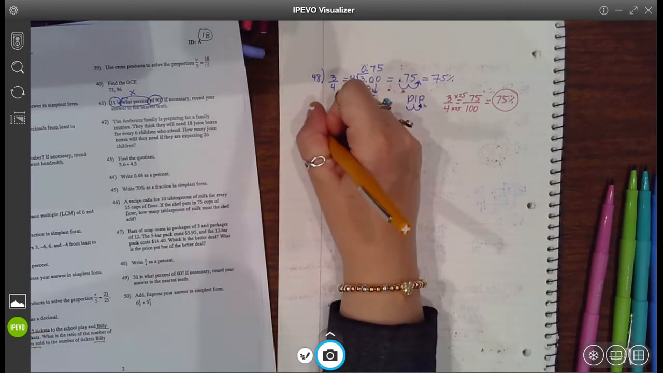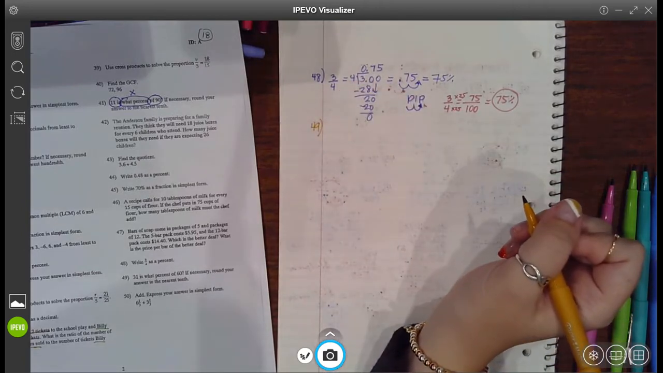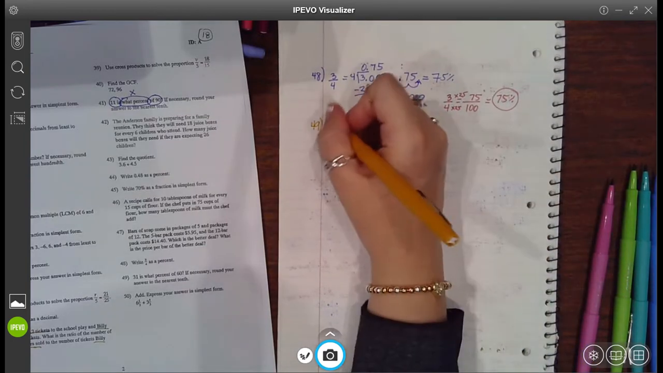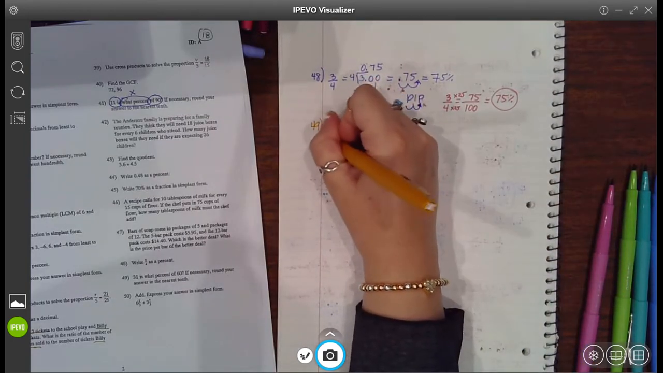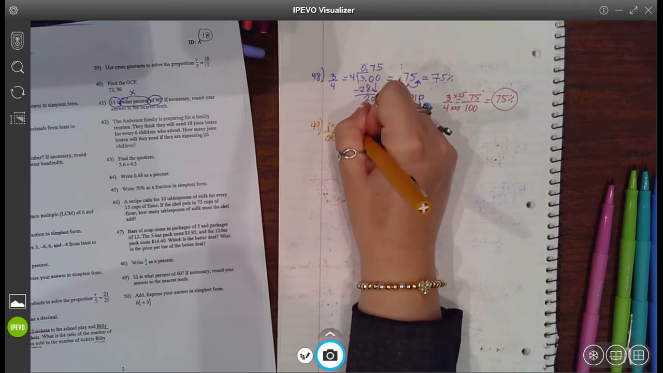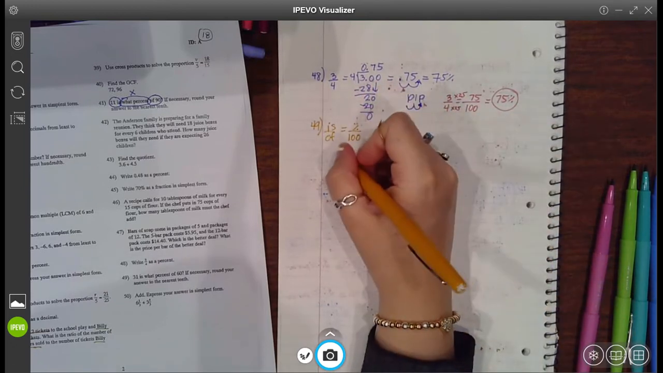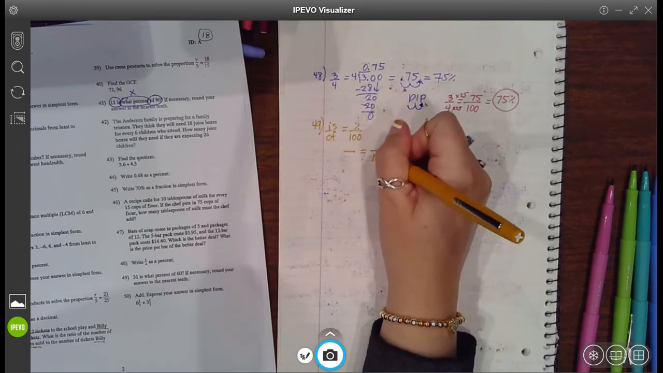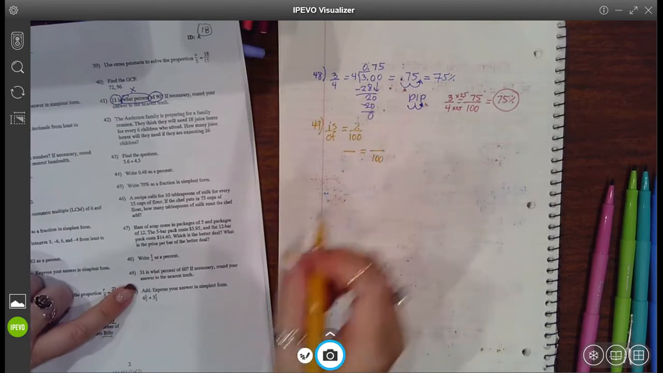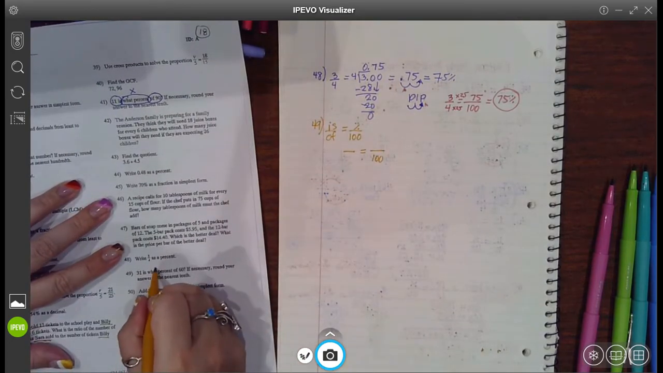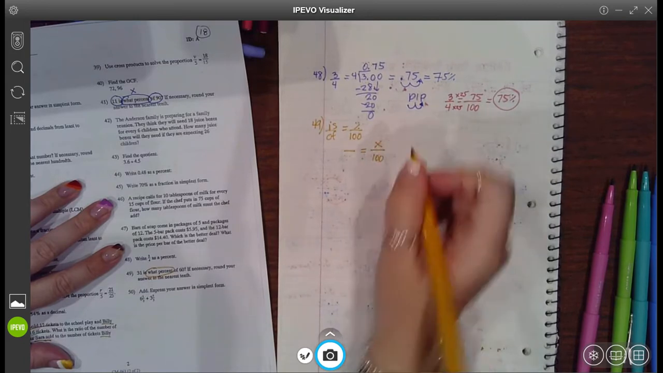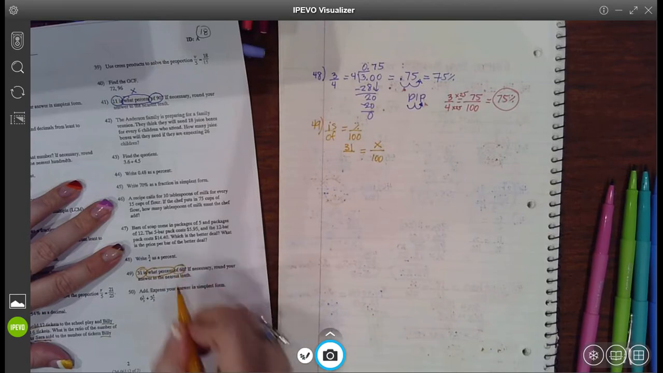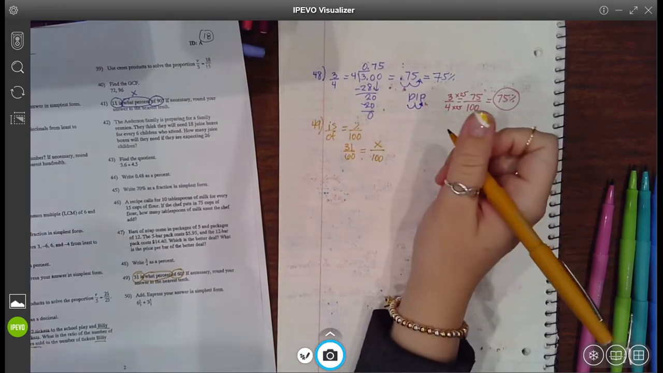Okay, number 49. 49 says 31 is what percent of 60? So this is one of those is over of equals percent over 100 again. Okay, this number is always 100. And then the easiest one to figure out is the percent. So it says, again, what percent? So we don't know the percent, so that's unknown. And then 31 is, so that 31 goes here. What percent of 60? So the 60 goes there.